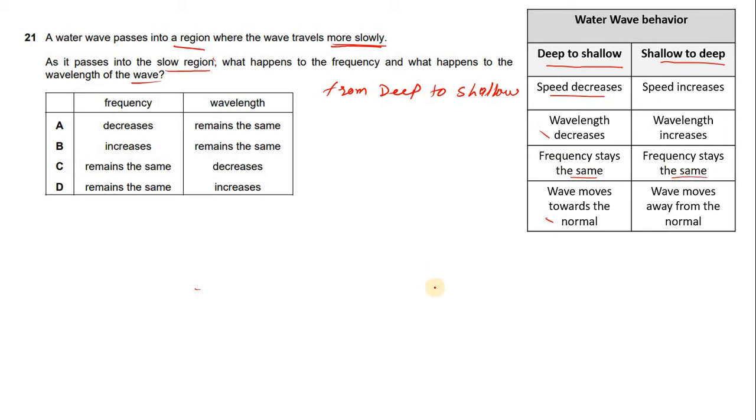So of course frequency stays the same, so you can ignore A and B immediately. It does not increase or decrease. Frequency always remains the same. So C and D are both possible. And what about the wavelength in the slow, shallow region? The wavelength is decreased. So the option is C.